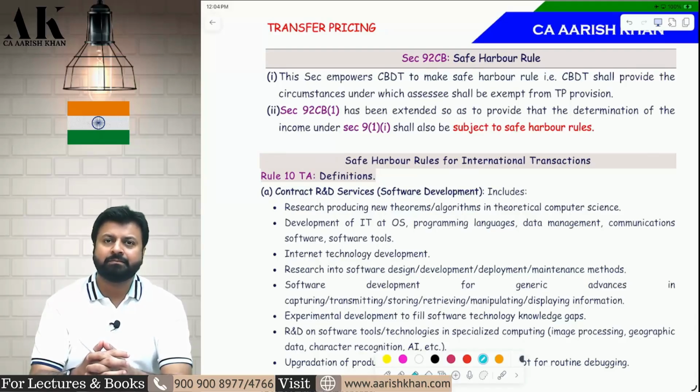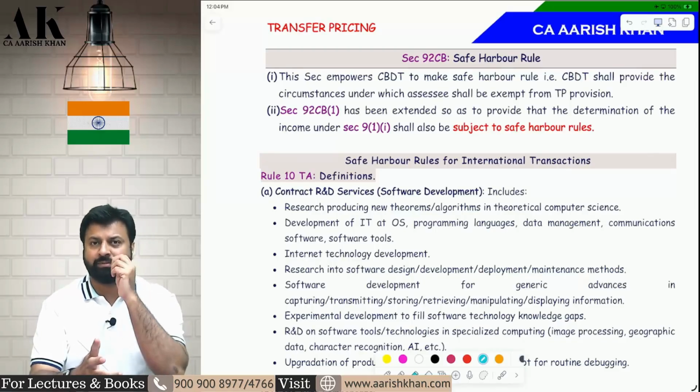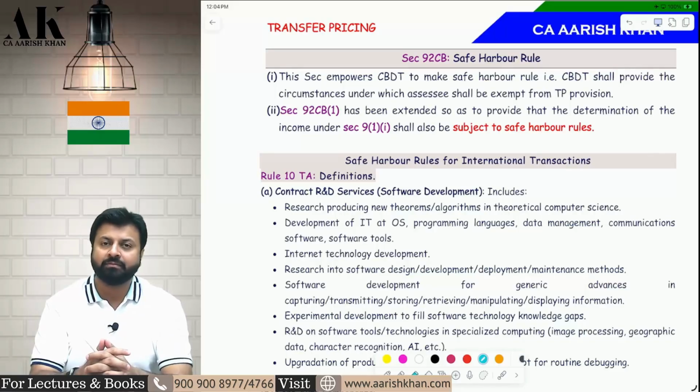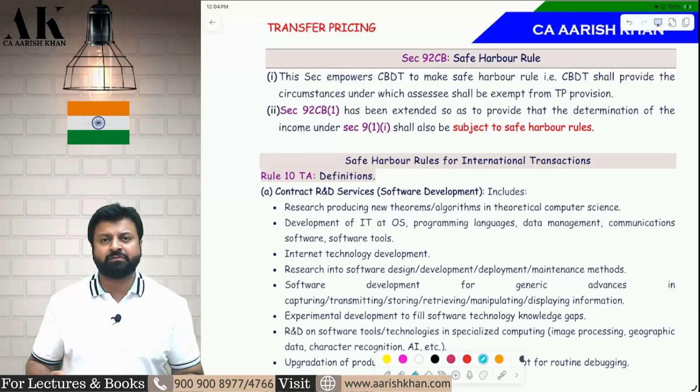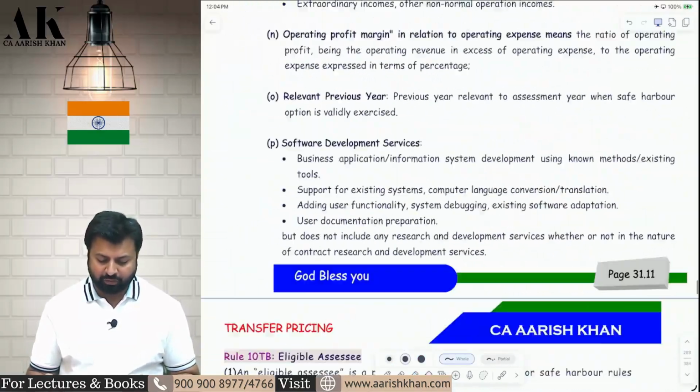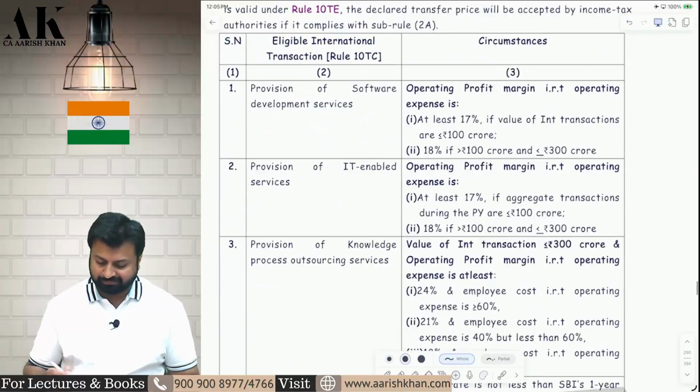Secondly, even if you fill this form and opt for the safe harbor rule, you have to maintain two things. You need to maintain documents under 92D, and you have to file Form 3CEB, that is, 92E has to be fulfilled. You will not be relieved from documentation and filing of Form 3CEB, that is the audit report. That you have to do. Yes, your transfer pricing arm's length price will not be questioned. So first of all, we need to find out who are those fortunate people for whom this benefit is available. Let's see one by one.